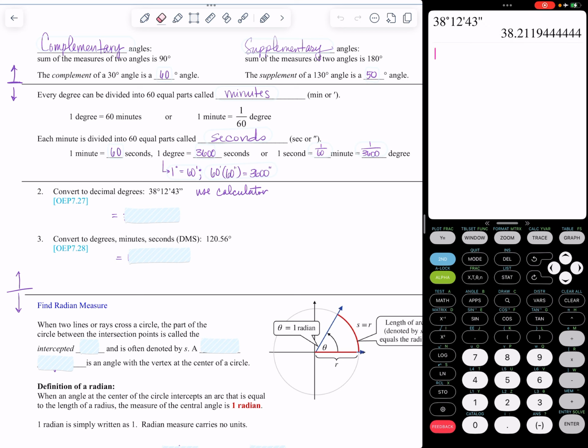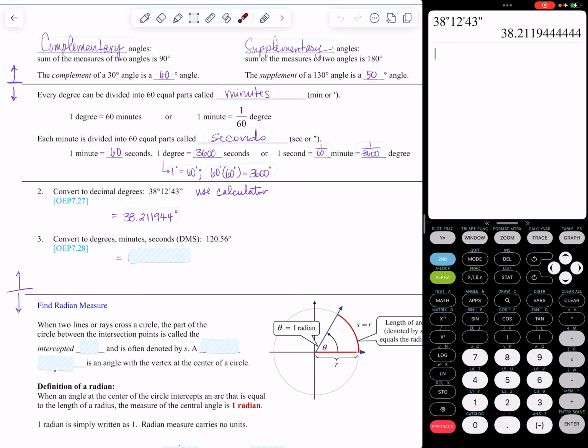And the fact that it's 38 point something is not a surprise because we were starting with 38 degrees. So this is 38 degrees plus a little bit more, but not as much as 39 degrees. So we have 38.211944 degrees. I would say on this, just pay attention to however the courseware tells you to round, and just round appropriately according to what you're told.